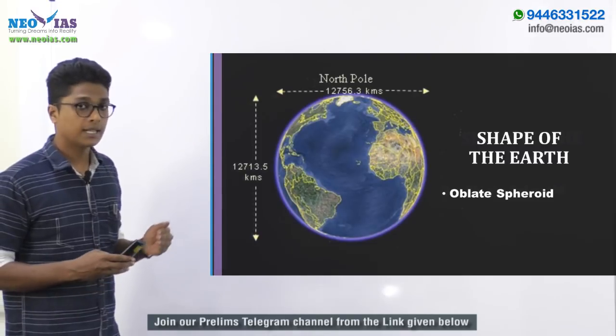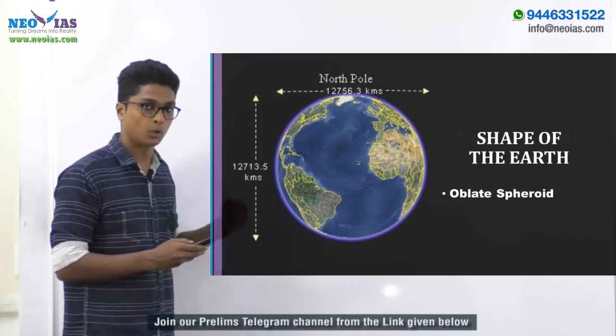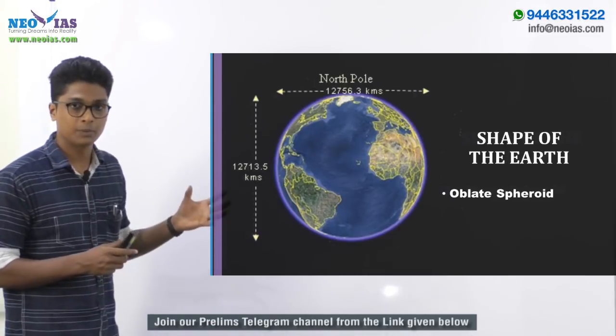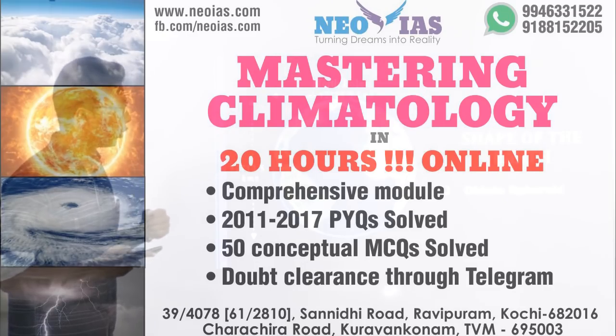So the shape of the earth is called an oblate spheroid. A spheroid means it should be a perfect sphere, but earth is not a perfect sphere, and for that reason we call it an oblate spheroid.